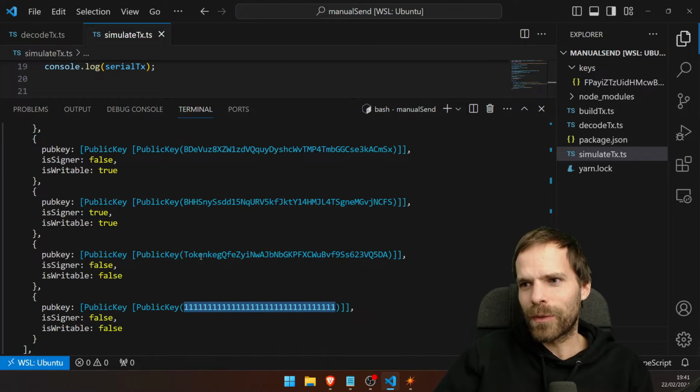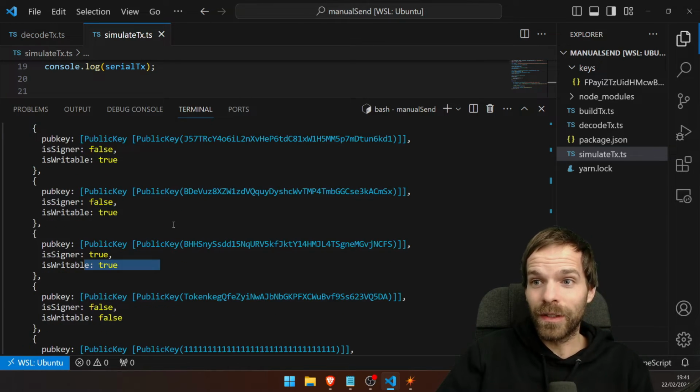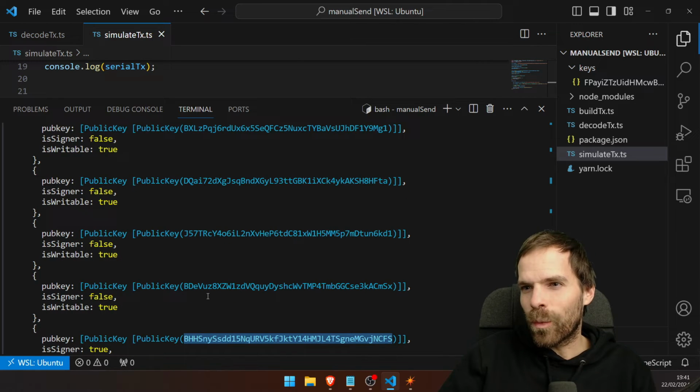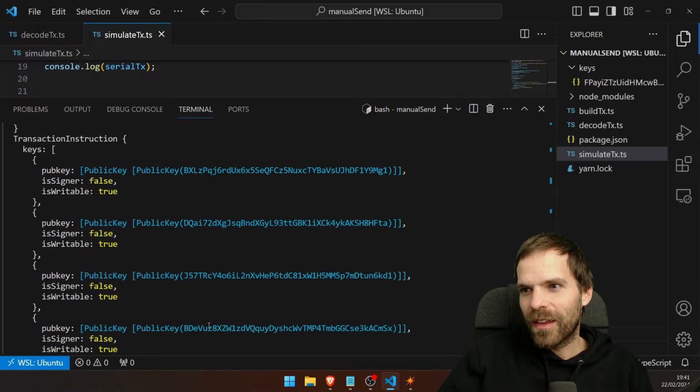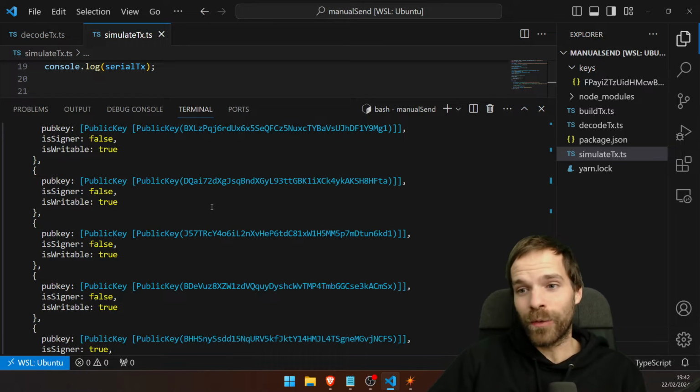We have the system program, token program. That's me, the signer and writable. Oh yeah, that already does not look good. I'm only in there once, right? Yeah, and that's the point where I'll have to say I give up because I can't claim.